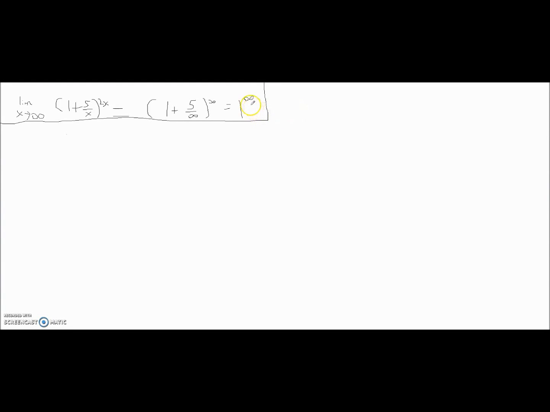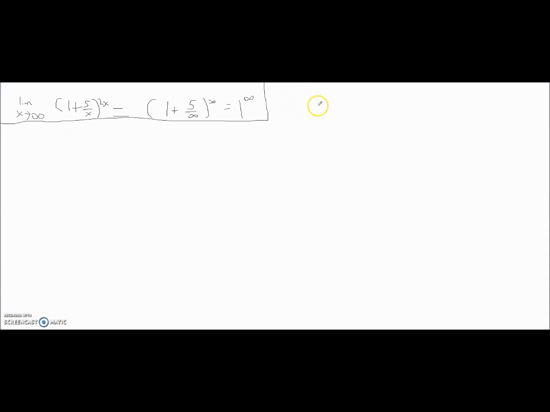So I've been looking online for more difficult 1 to the infinity indeterminate examples, and I couldn't really find many, so I decided to upload one myself. For this one, we have the limit of x going to infinity of (1 + 5/x)^(2x). When you plug in infinity, 5 over infinity goes to 0, and you're left with 1 to the infinity, which is indeterminate. So how do you solve a problem like this?